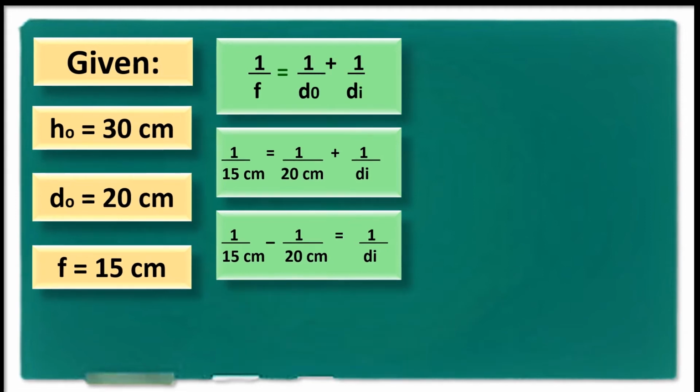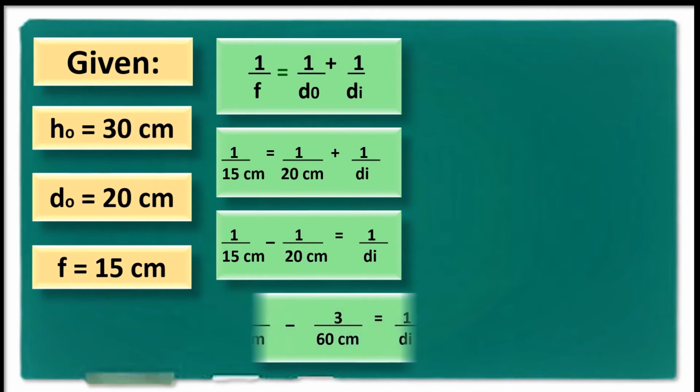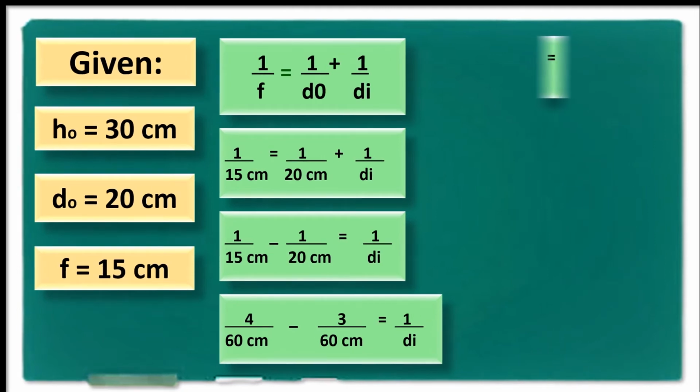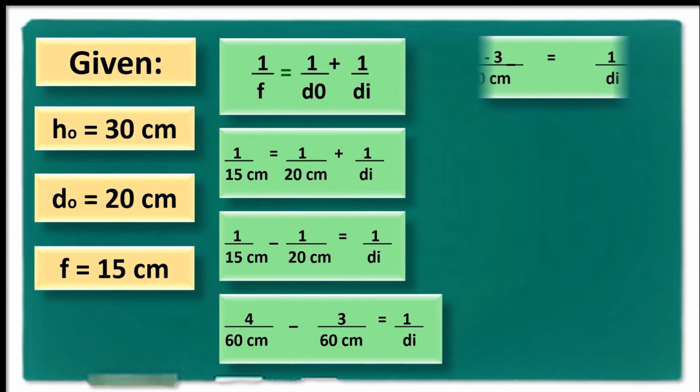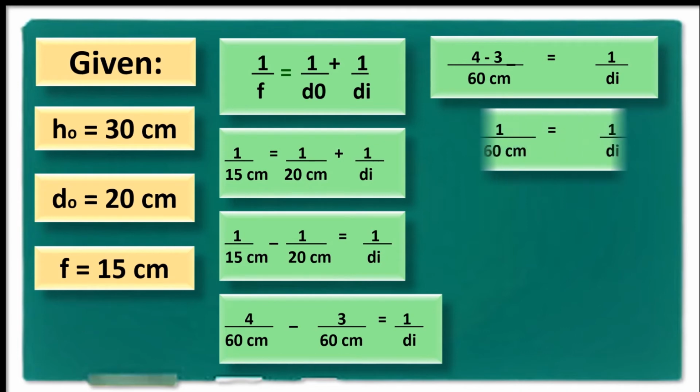Repeat the process for the second fraction. So, 60 centimeters divided by 20 centimeters equals 3, multiplied by 1. This gives us an equivalent fraction of 3 over 60 centimeters. In the next step, we will simply subtract the numerators that we have in our new equation. The result will be 1 over 60 centimeters equals 1 over di.